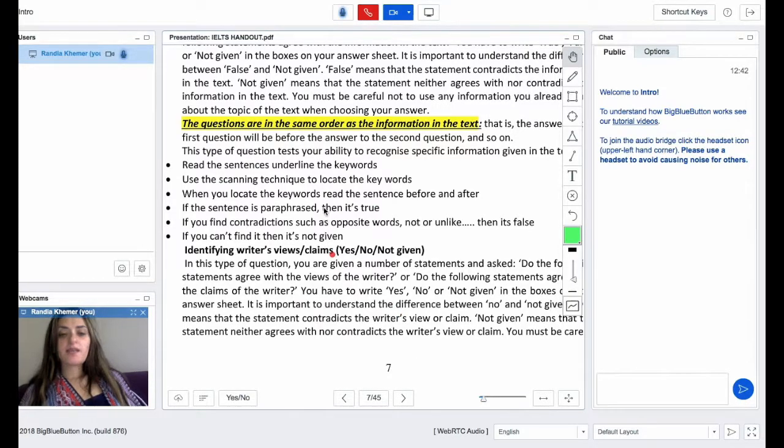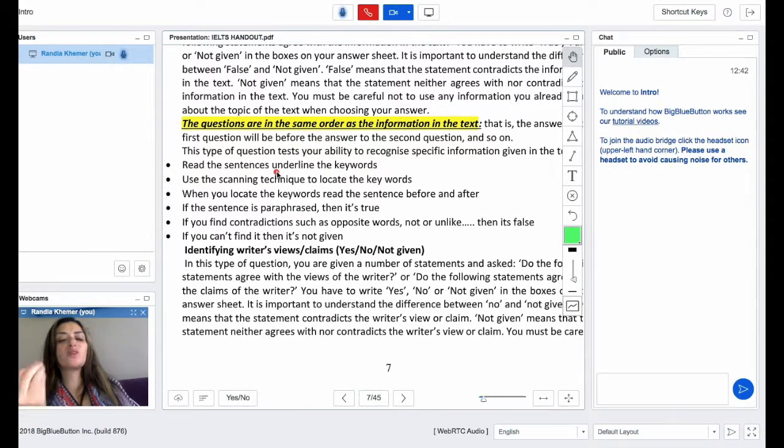Number 1, you have to understand that the questions are in the same order as the information in the text. They're always going to be in order, right? True means that the information is paraphrased in the passage. You're going to find the keywords paraphrased in the passage, not exactly the same, paraphrased. False means the information contradicts what's mentioned in the passage. Not given means it's not in the passage, and usually the not given information is logical, it makes sense.